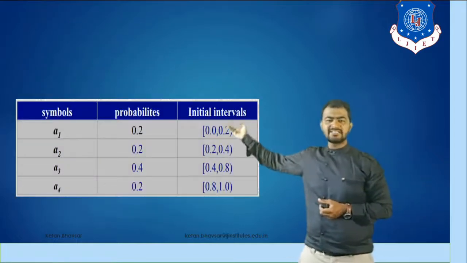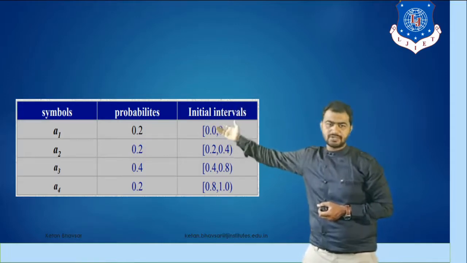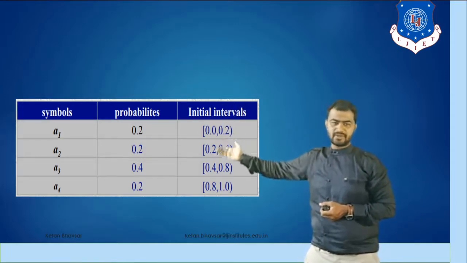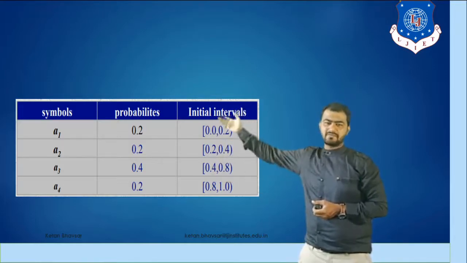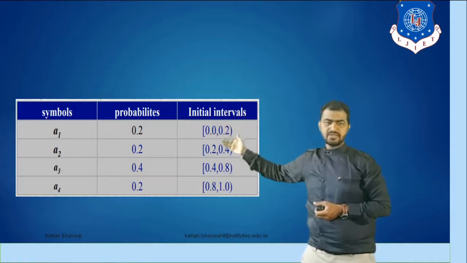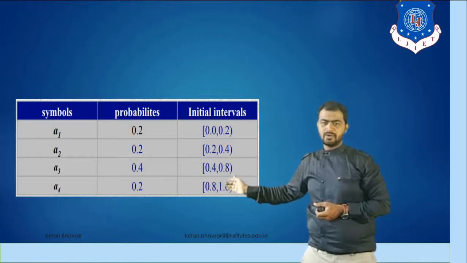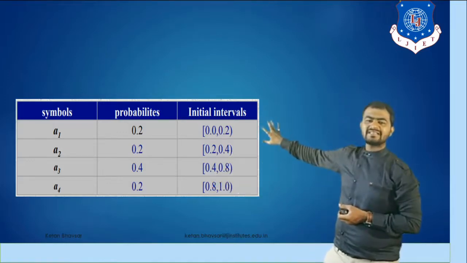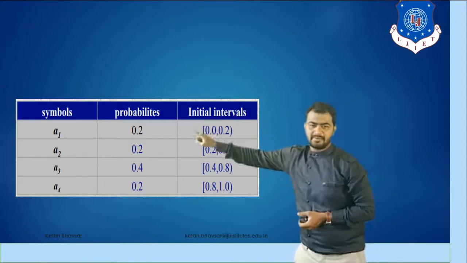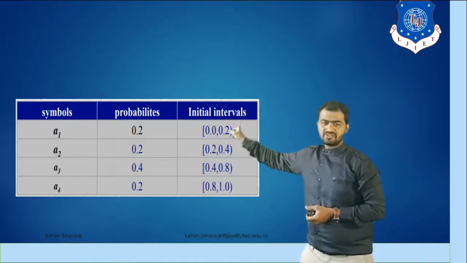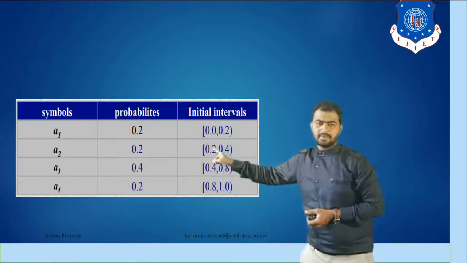Now as you can see, the interval is described in the form of a table. So you can see A1 has a probability 0.2, A2 has a probability 0.2, A3 has 0.4 and A4 has 0.2. So now what exactly do we have to do? We have 0.0 to 0.2, 0.2 to 0.4, 0.4 to 0.8 and 0.8 to 1.0. So what exactly we did here, we just start with 0.2, then we add the probability, so it's 0.2. Now the same, you add the previous value 0.2, now you add the probability 0.2, so it's 0.4.